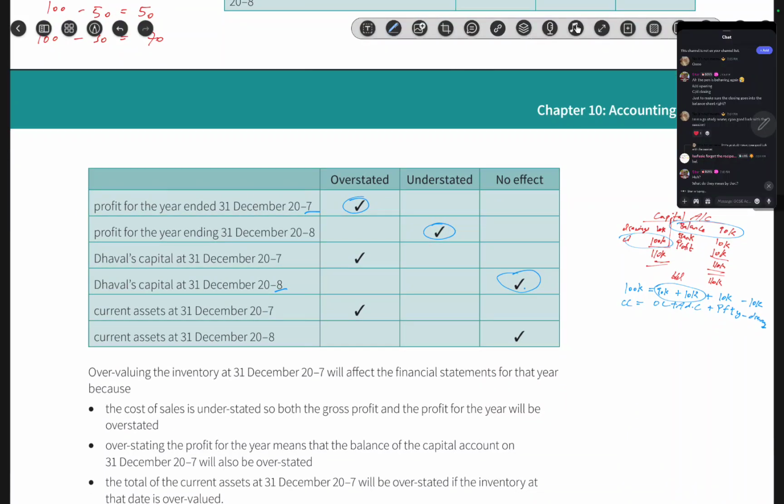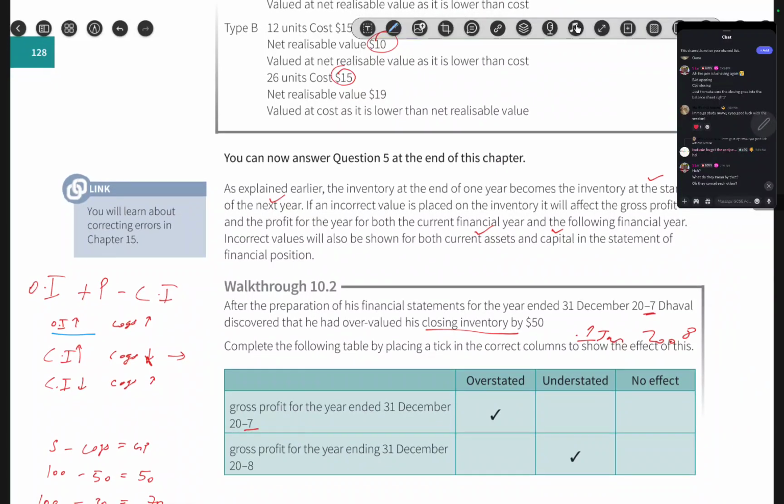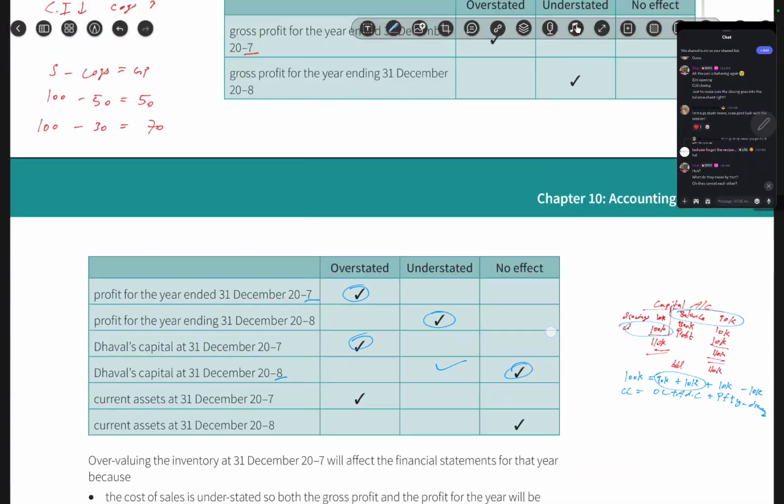So the capital this year, sure, it's overstated. Next year, it's understated, right? Now when they both overstate and understate, it becomes normal again. Like it cancels out, right? So the error which happened previously gets cancelled out in your capital. Why do they cancel?